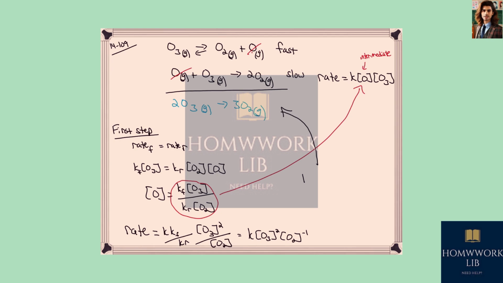It then wants us to determine whether or not oxygen is the catalyst or the intermediate. We already defined it as the intermediate. The last part of this question asks if instead the reaction occurred as a single step, as shown here, if this were a single step, then would the rate law change?